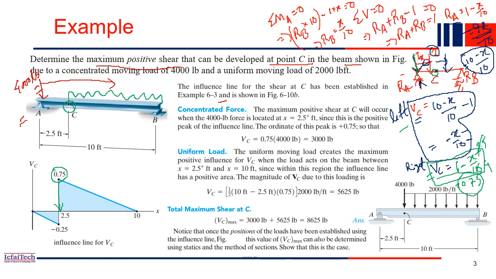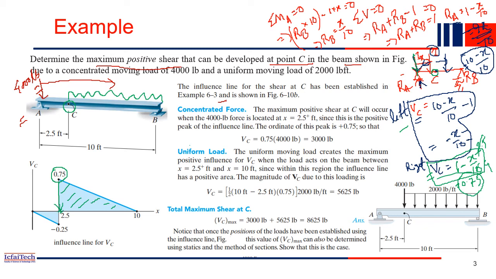In the last slide we discussed that because of the UDL, we just have to find the area under the influence line diagram. That will be the maximum shear force at C. The area under the influence line diagram will give you the maximum shear force at this point.